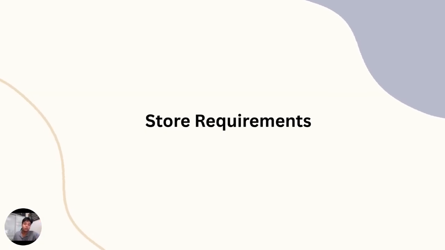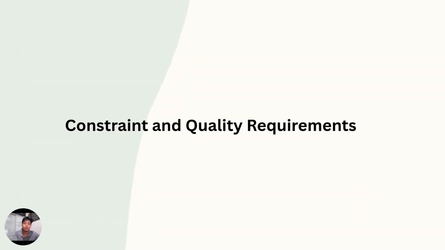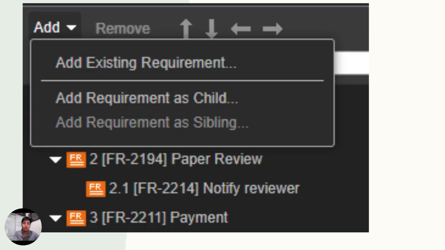The first one is we can store the requirements. As you can see here, we have a lot of options: we can add an existing requirement, or we can add a requirement as a child or a requirement as a sibling. Based on this, and add existing requirements, you can just add here, and it will prompt you for the details.